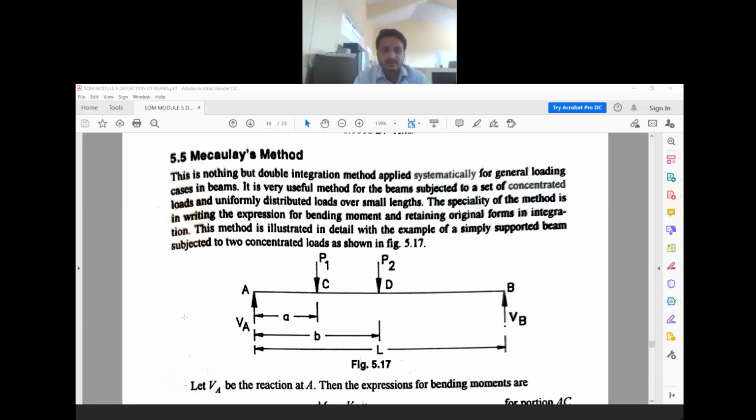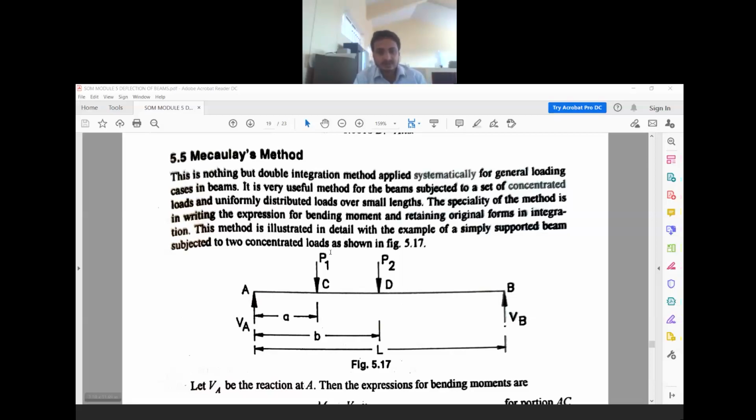In a double integration method, we used to get one moment equation. So we were calculating the moment equation, and that moment we would substitute in the differential equation of the deflection. Okay, so here, for some multiple loading cases, we cannot arrive at one single moment equation. We will be having multiple moment equations at different points.